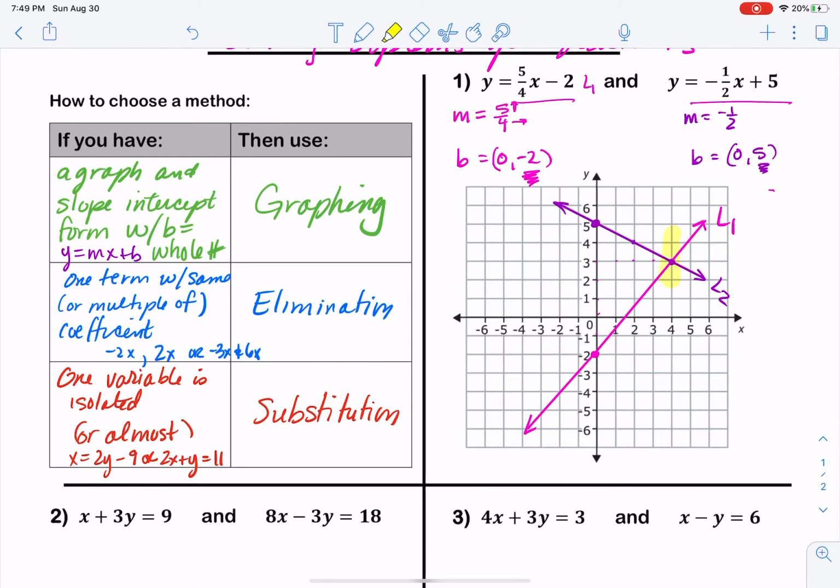It's right here. So my solution is the point 4, 3. You have to write the solution in point form to receive full credit.